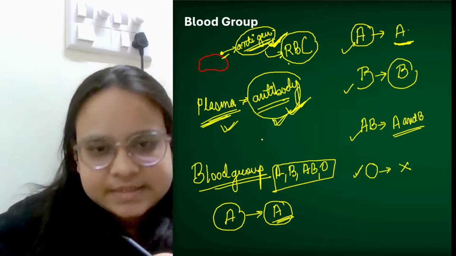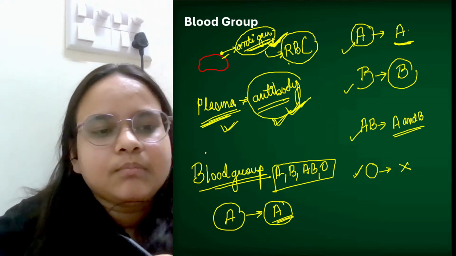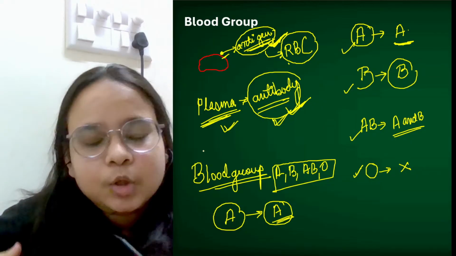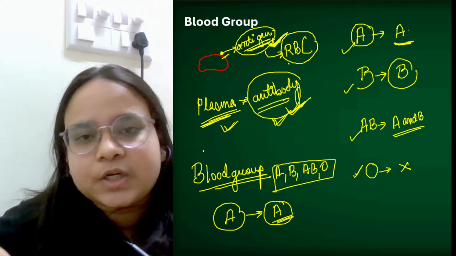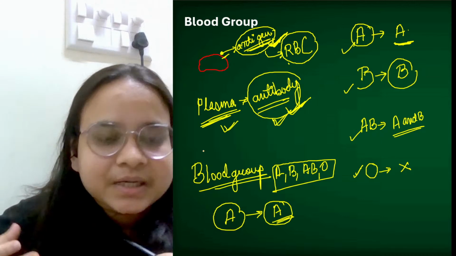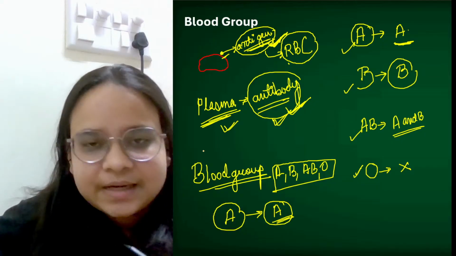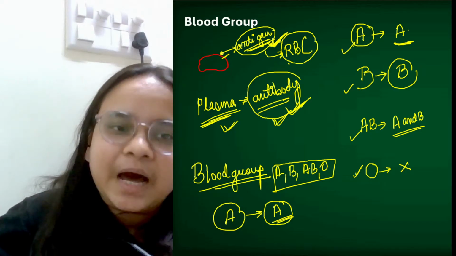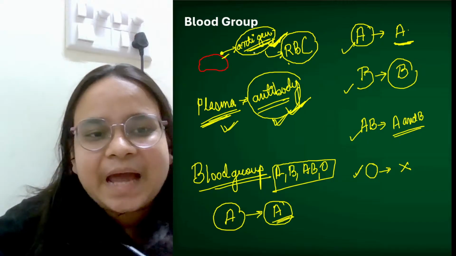So let's move to the next slide. So we have already understood the blood group and how we define blood groups, on what basis we define them. Basically there are two proteins involved in defining the blood group. There is a protein called antigen that is present on the surface of the RBC of every individual. Fine, and that is called antigen.